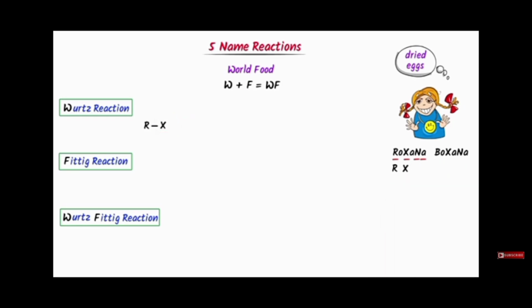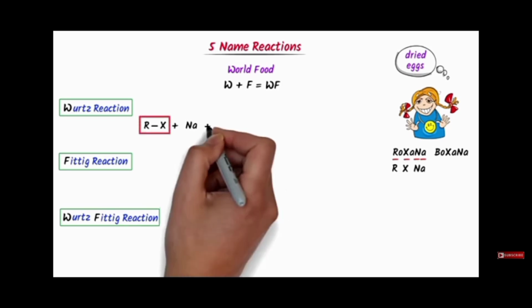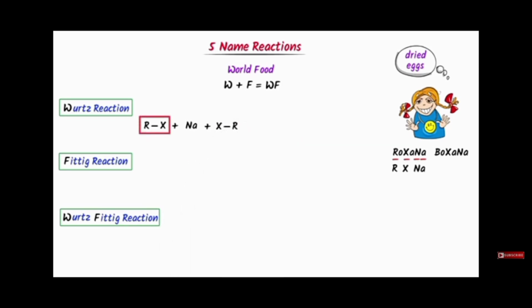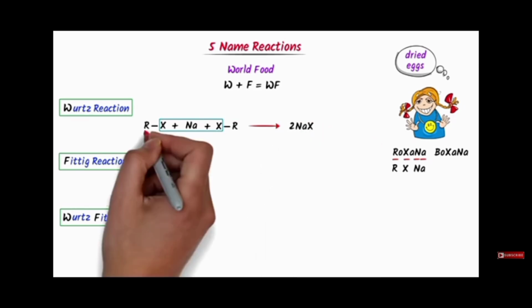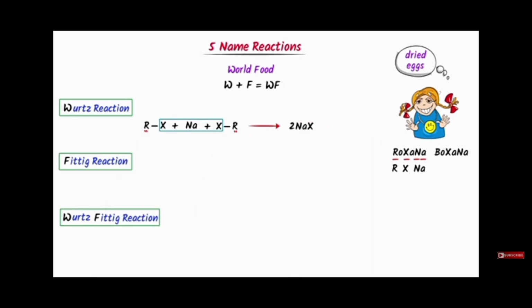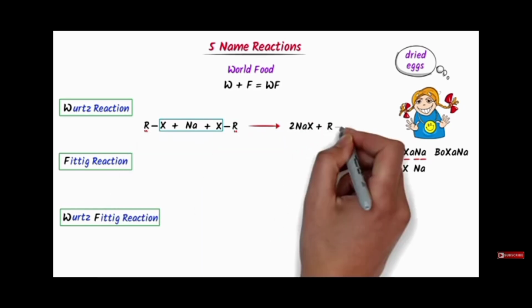Secondly, I take Na, which is sodium. Thirdly, I take this RX and I write it again after sodium. Note it down that if we know the reactants, we can easily guess the products. So here, sodium will react with these two X halogens and we will get 2 sodium halide. This R and this R will combine together to form alkane.